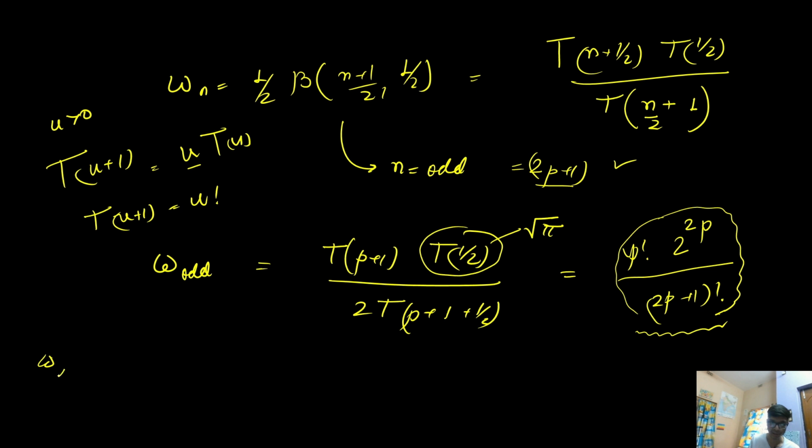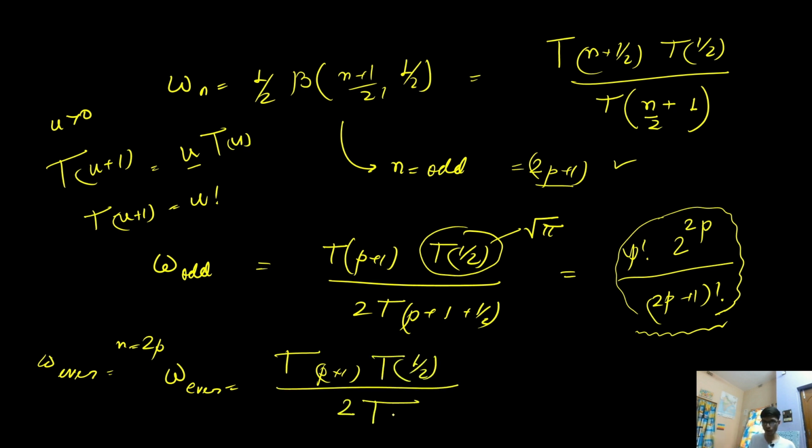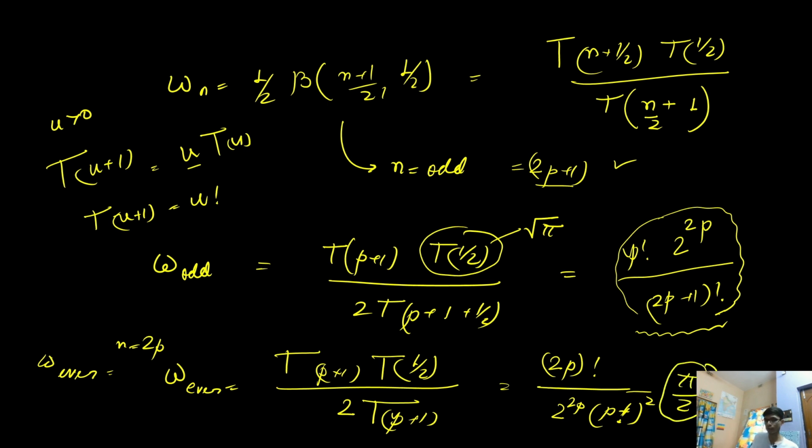And simultaneously, if n is even, then I can write n as 2p, and for an even quantity this will come out as gamma of p plus 1 into gamma of half, and if I solve this relation you will get gamma of p plus 1, and this comes out as 2p factorial divided by 2 to the power 2p into p factorial whole square, and lastly pi by 2. This is how the pi by 2 factor is established whenever there is an even number, and if there is an odd number there is nothing called pi by 2 but there is a factor of 1.